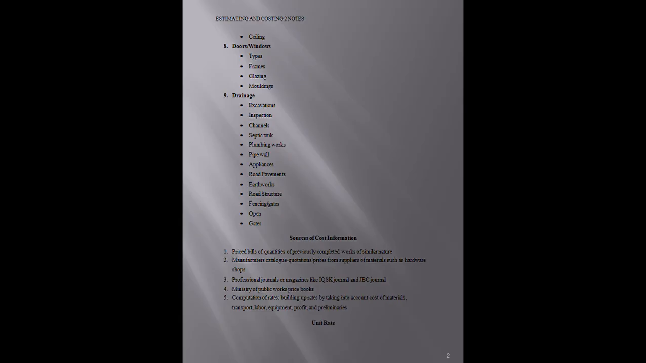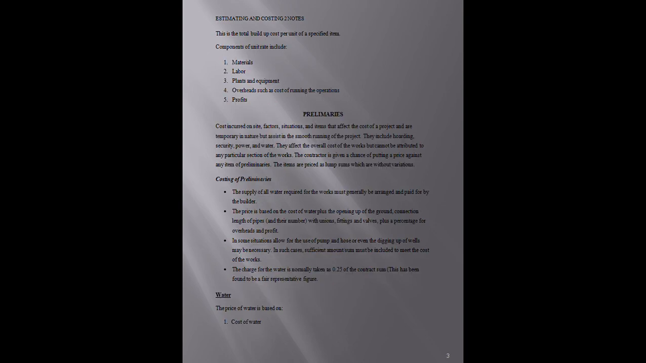Number 5, computations of rates, building up rates by taking into account the cost of materials, transport, labor, equipment, profit, and preliminaries. This is the total build-up cost of the unit of a specified item. So the components of a unit rate include materials, labor, plant and equipment, overheads such as the cost of running the operations, and then profits.